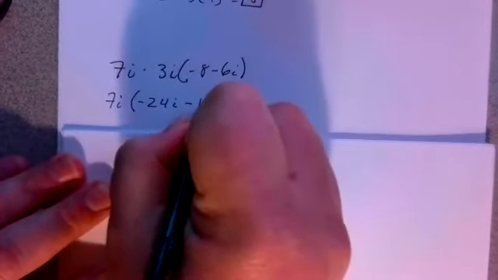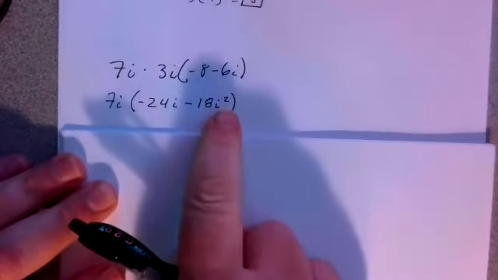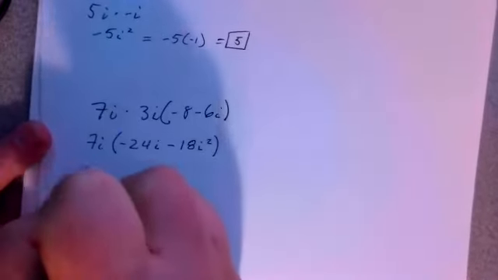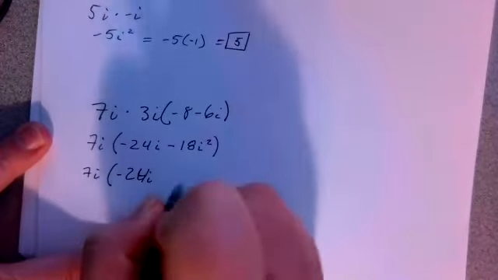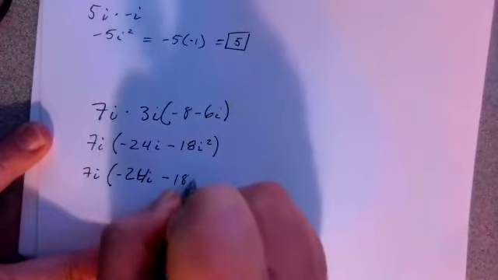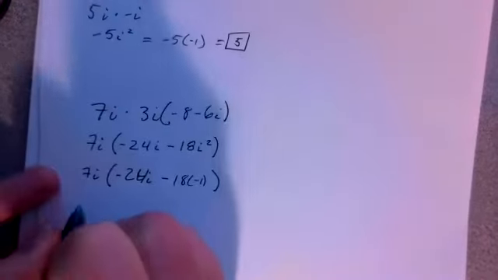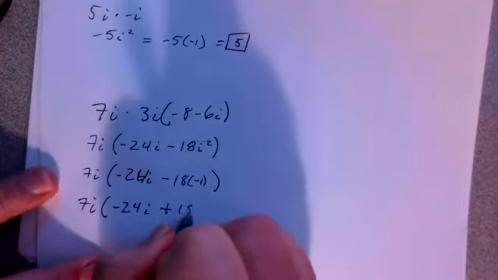3i times a negative 6i is a negative 18i squared. And now remember, with that i squared, I have to switch it to a negative 1. So I get 7i times a negative 24i minus 18 times negative 1. And a negative 18 times negative 1 is a positive 18. So here I get 7i times negative 24i plus 18.